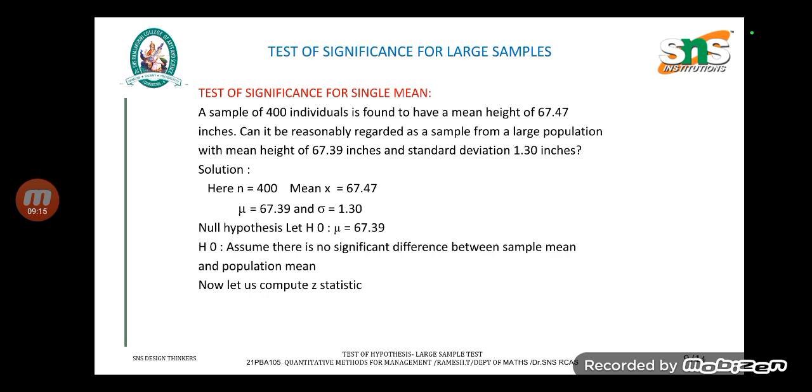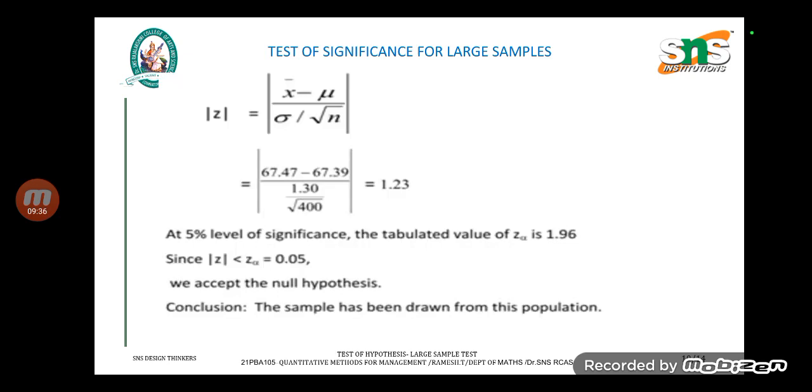So what is the null hypothesis? The sample is taken from the larger population, so mu is equal to 67.39. Assume there is no significant difference between the sample mean and the population mean. We compute the test statistic, which is the absolute value of x bar minus mu, divided by sigma by root n.